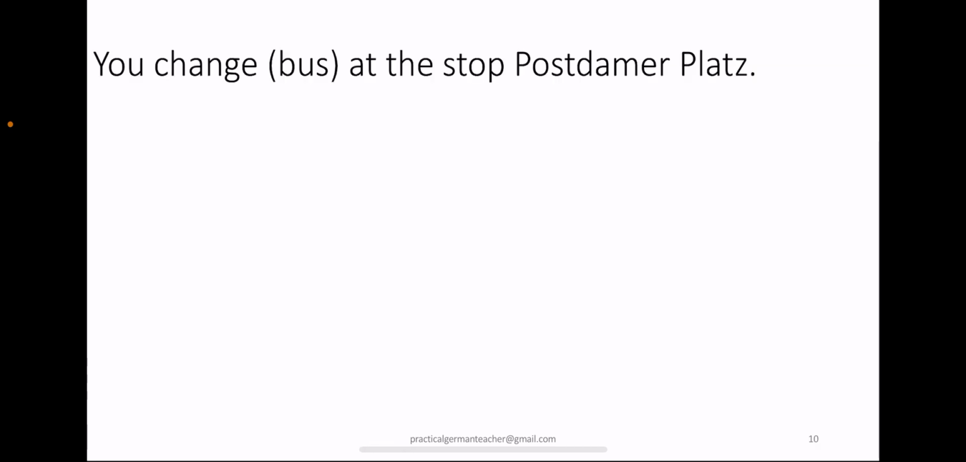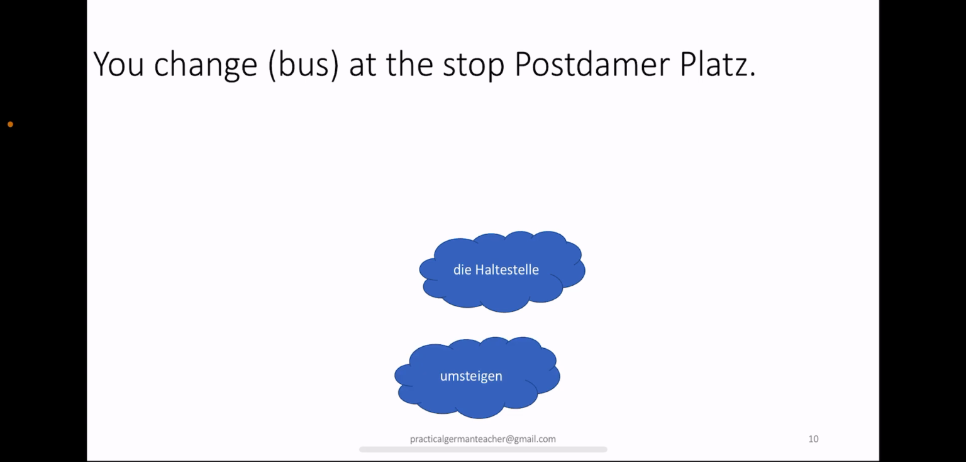Next sentence, you change at the stop Potsdamer Platz. Again, let's say if you tell someone, you take the bus 144 or some other bus, and then you have to tell them you have to get down or you have to change the bus at this stop. How can you say this in German? So the word for stop, the most appropriate word for stop here in this scenario is die Haltestelle. And to change, here when I say change, I'm talking about changing the train or the transport vehicle that you're traveling with. So here the correct verb is umsteigen.